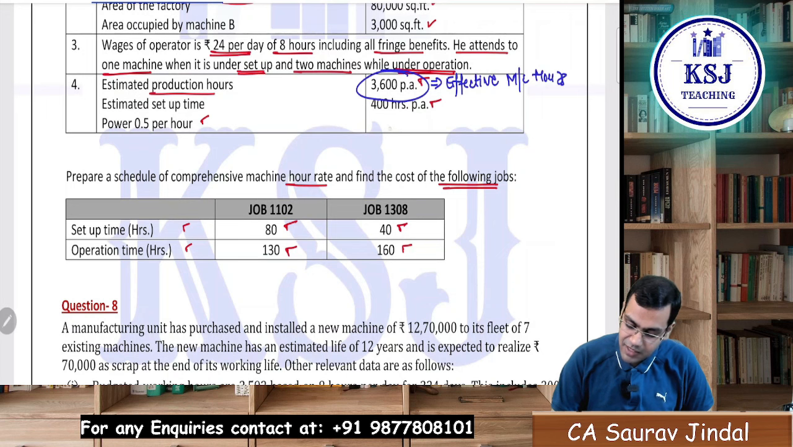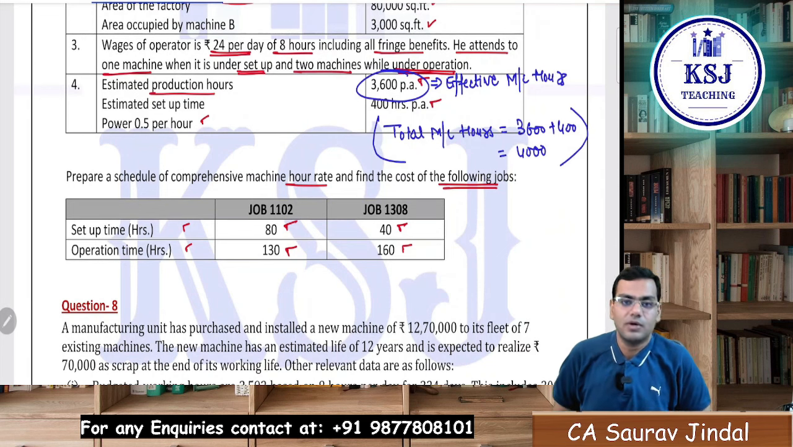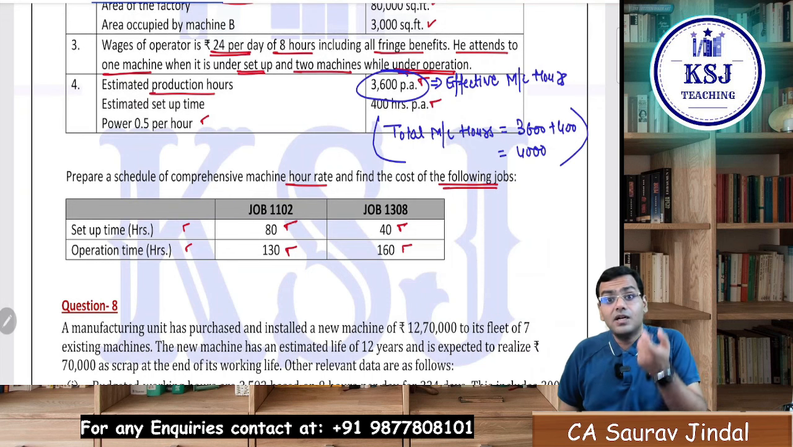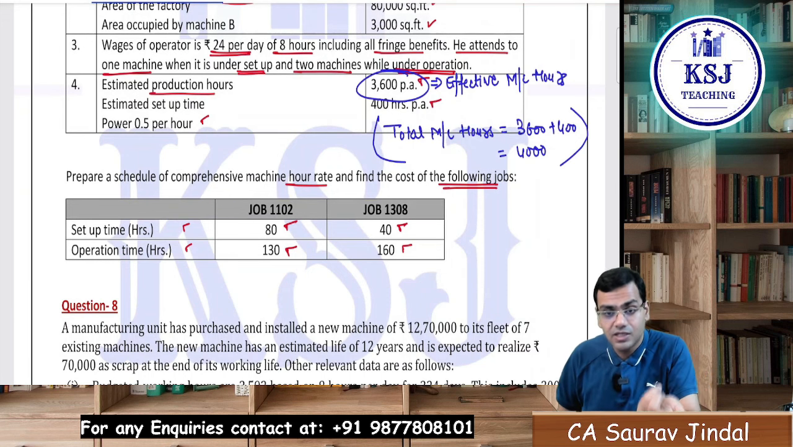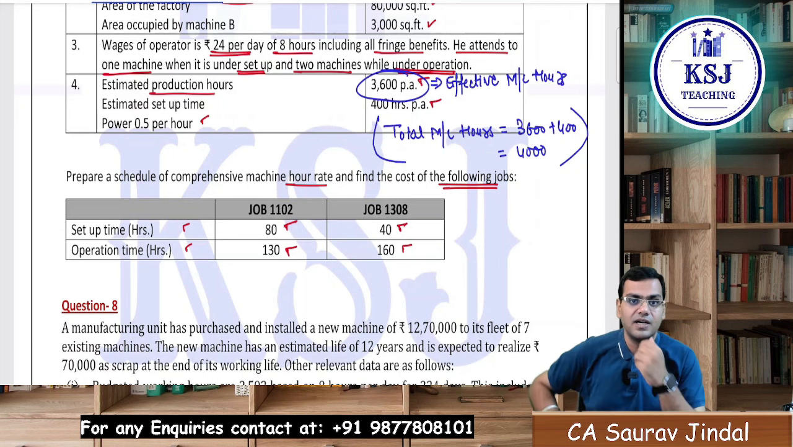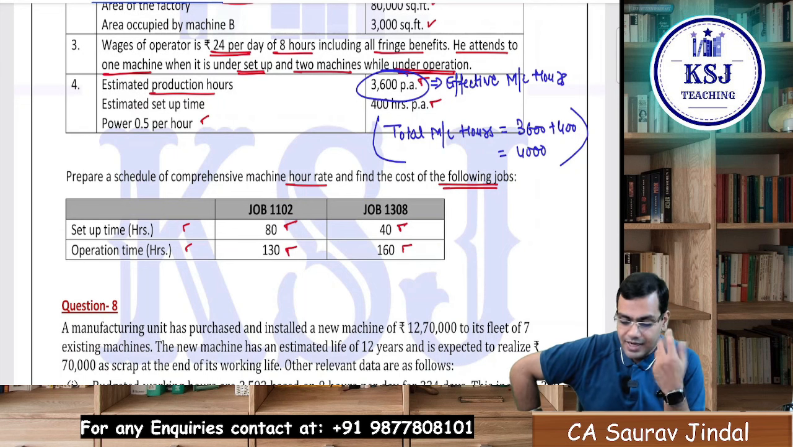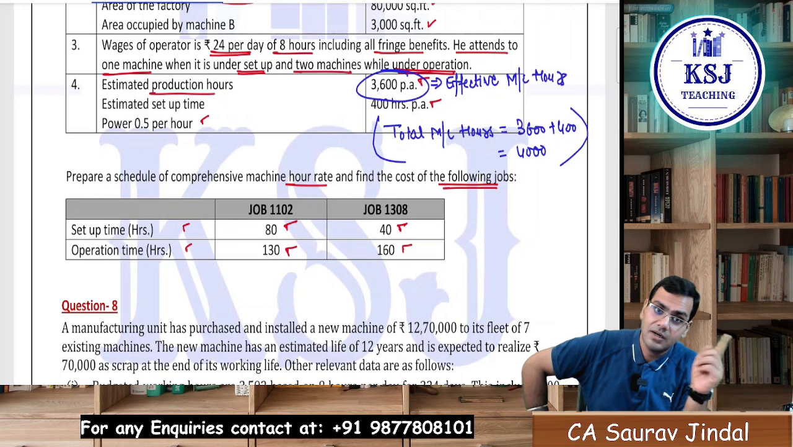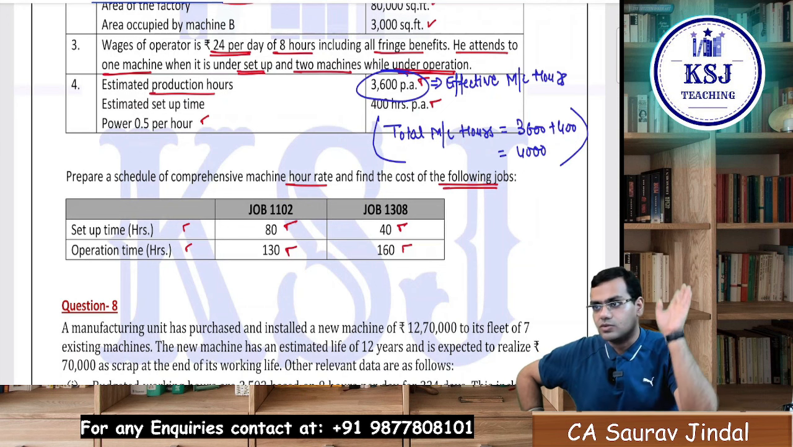So can you tell me what will be the total machine hours? That will be 3600 plus 400 setup time, 4000. This is another important interpretation. He has given estimated production hours during which the actual production is taking place, and that is what we call effective machine hours, isn't it? 3600 per annum, effective machine hours. So total machine hours will be 3600 plus 400, 4000.